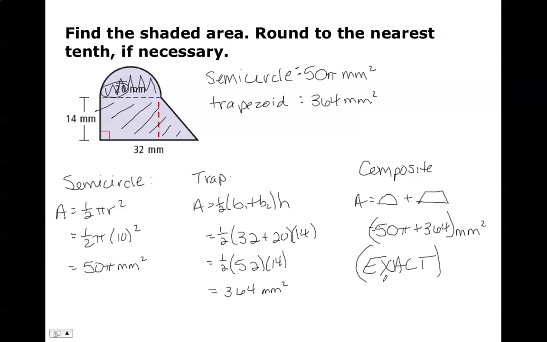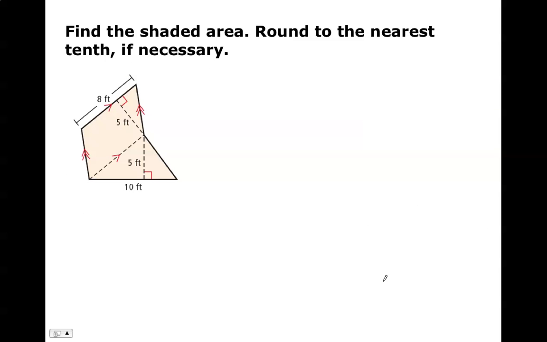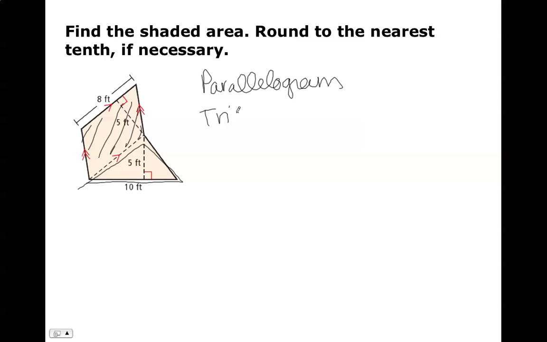Let's look at another example. This one has a lot of lines going on, but if we were to shade in what we see, right here I see a parallelogram. And then right here, that leaves me with a triangle. So I know I have a parallelogram and a triangle. Again, you may see different shapes, but it also helps to look at the information that you're given.